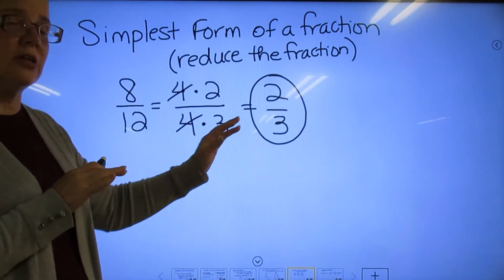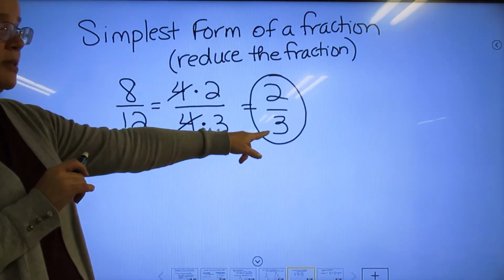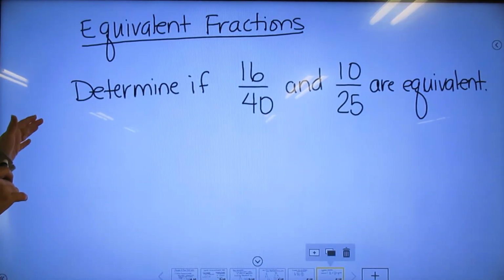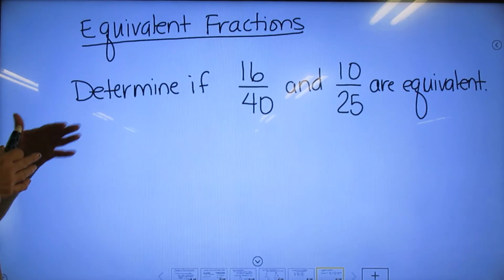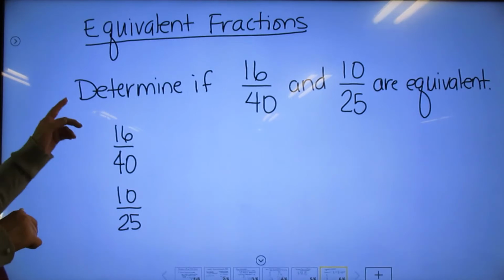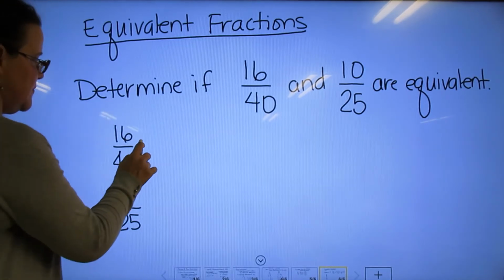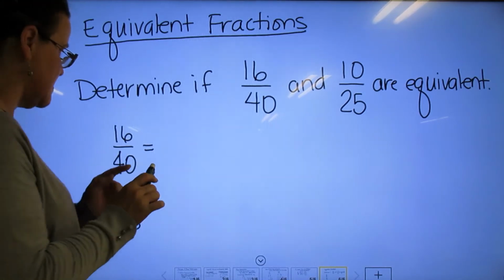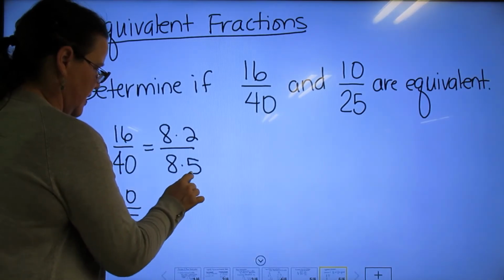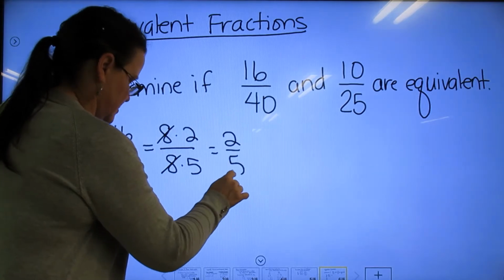That's reducing a fraction. They tell you to reduce it to simplest form. That means that's what they want. They want the lowest terms. And then equivalent fractions is if they're equal or not, right? If you needed to find out if these were equal, I'm going to show you how to do that. So we're going to reduce these first and then find out if they're equivalent. If I take them down to the simplest form, 8 times 2 and 8 times 5, the 8s cancel out and I have 2/5 left, right?